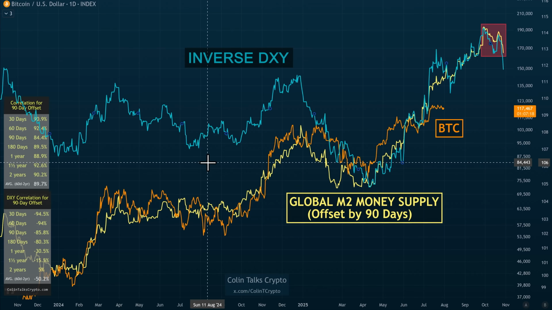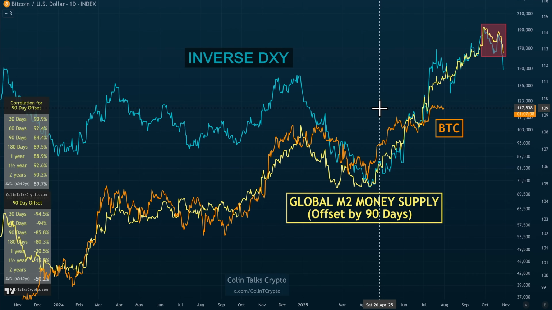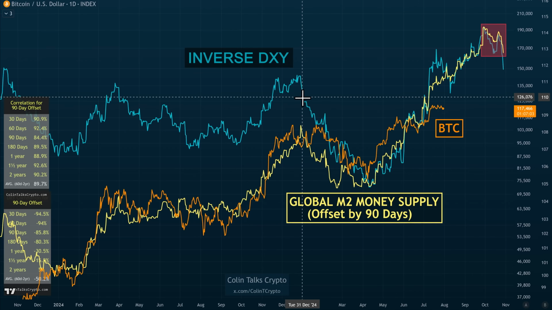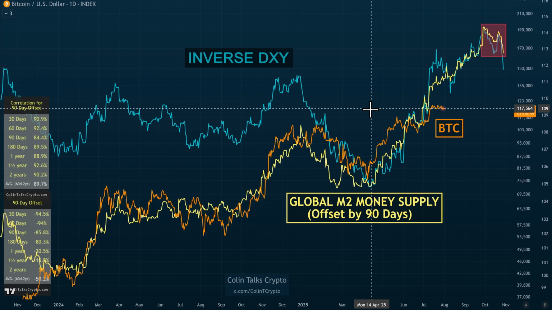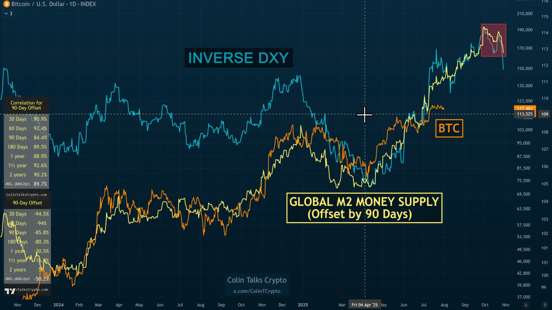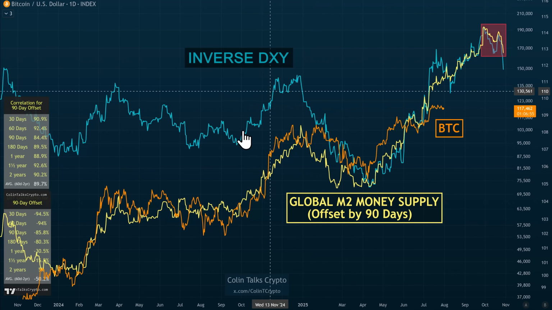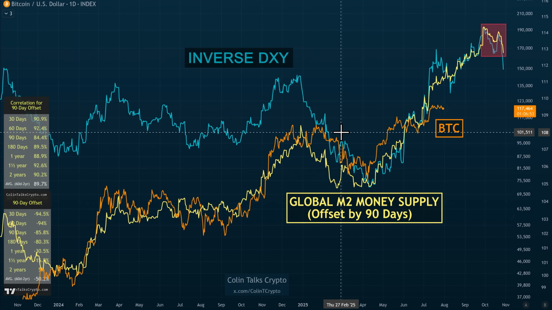And so the people who tell you that the global M2 money supply line is garbage, it's not meaningful, it's all just the inverse DXY, this is my rebuttal. No, it's not. It's similar, but it's not the same. And you can see it breaks apart and it's less accurate than the global M2 money supply line.